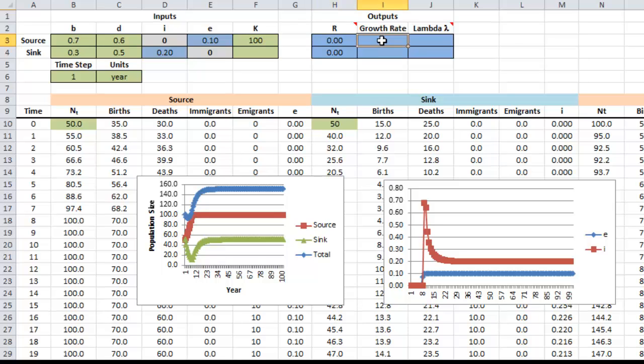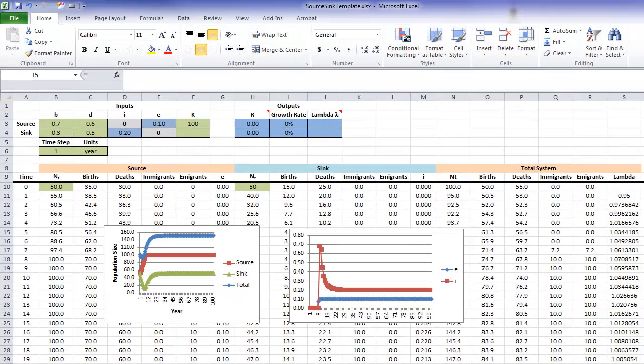Here we can represent these same things as a percentage. These are highlighted and formatted as a percentage, and so we can just express that same result as a percentage. So these have no growth. They're remaining stable over time, even though the source is happily pumping out excessive individuals and the sink is happily receiving them. Now we've calculated lambda down column S for the whole system.